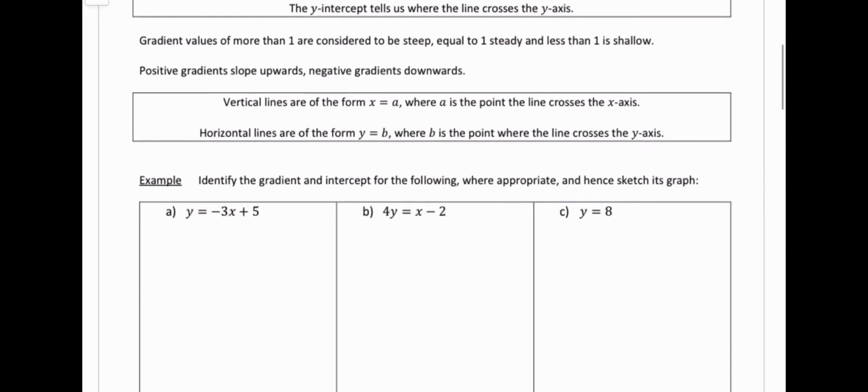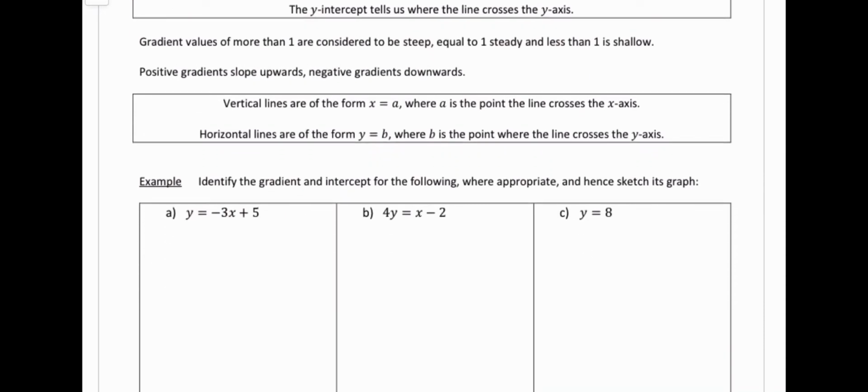The higher the value of the gradient, the steeper the line is. So if it's more than 1, it is considered to be steep. Equal to 1, it is going at 45 degrees, and less than 1, it is quite shallow.